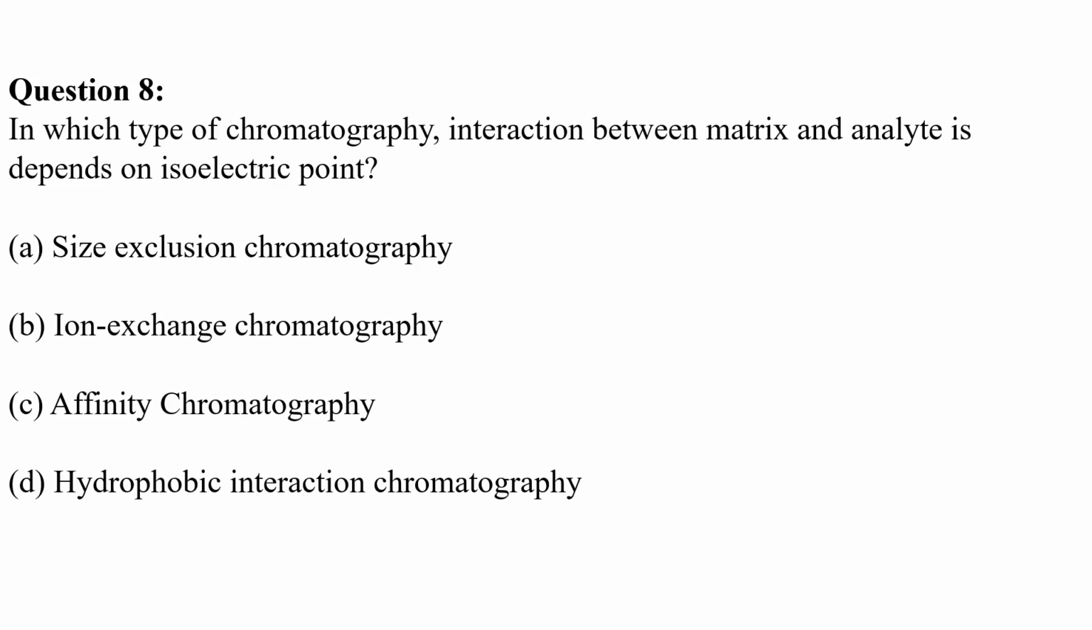So, size exclusion, the separation is based on size, as the name suggests. Bigger molecules will elute first, smaller molecules will elute later, that is the principle. We will study more about size exclusion chromatography. Ion exchange chromatography, as I told you, the separation is based on charge. Affinity, something that has a higher affinity towards the stationary phase will bind more strongly than the other. And hydrophobic interaction is based on hydrophobicity, that is also apparent from the name. So, here the separation is based on charge.